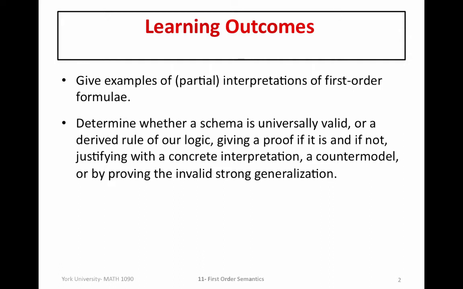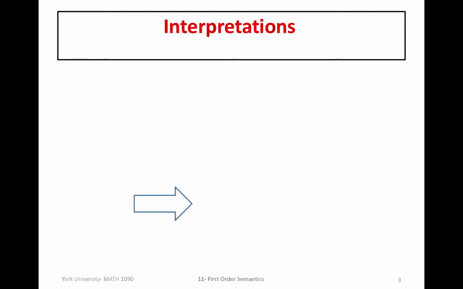So basically, the new part is generating these countermodels to justify why a particular schema or well-formed formula in our logic is not universally valid, or essentially not true, or not an absolute theorem or derived rule of our logic. Okay, so we're going to begin by defining what we mean by an interpretation.